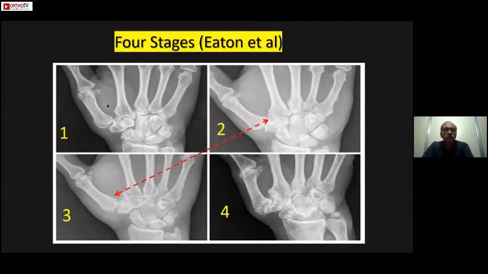The first stage is generally asymptomatic. Nothing is seen generally on the X-ray. The patient is having pain, and X-rays are non-significant. We hardly see many patients in grade 2 actually. Most patients are seen in grade 3. I have yet to see a patient with grade 4 as described by Eaton, but grade 2 and grade 3 are quite interchangeable in all the cases.